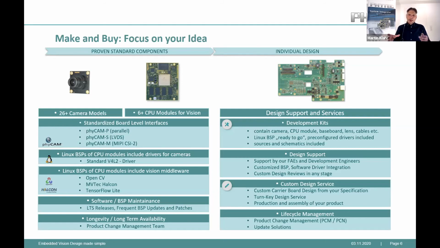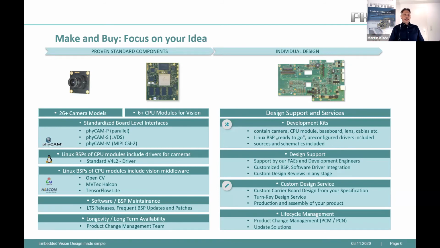Maybe you are the type who wants to focus on your idea and your application software. You don't want to be bothered with hardware design, or just you don't have time for this. In this case, just talk to us about your requirements and let us worry about the rest, which means we can do fully custom designs from the specification to the production. We can even ship your product to your customers.